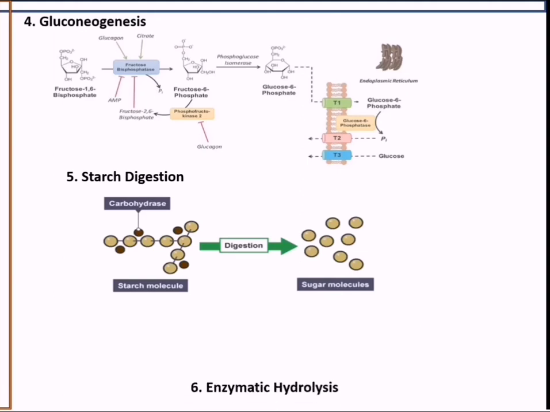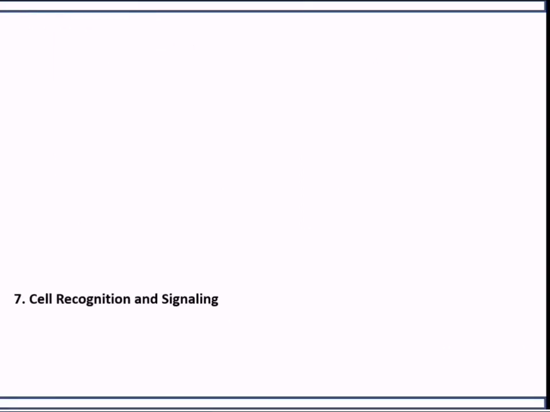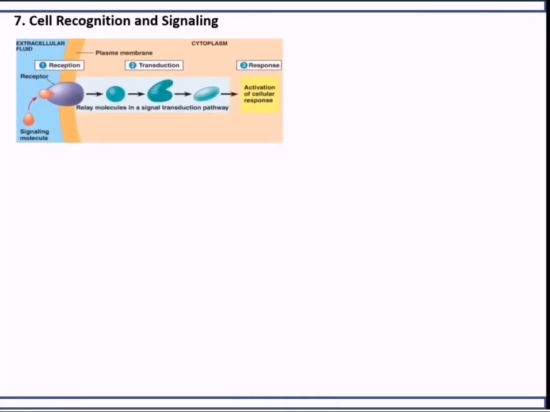The sixth one is enzymatic hydrolysis. Enzymes known as glycosidases catalyze the hydrolysis of glycosidic linkages in carbohydrates. The seventh one is cell recognition and signaling. Carbohydrates on cell surfaces contribute to cell recognition and signaling processes.